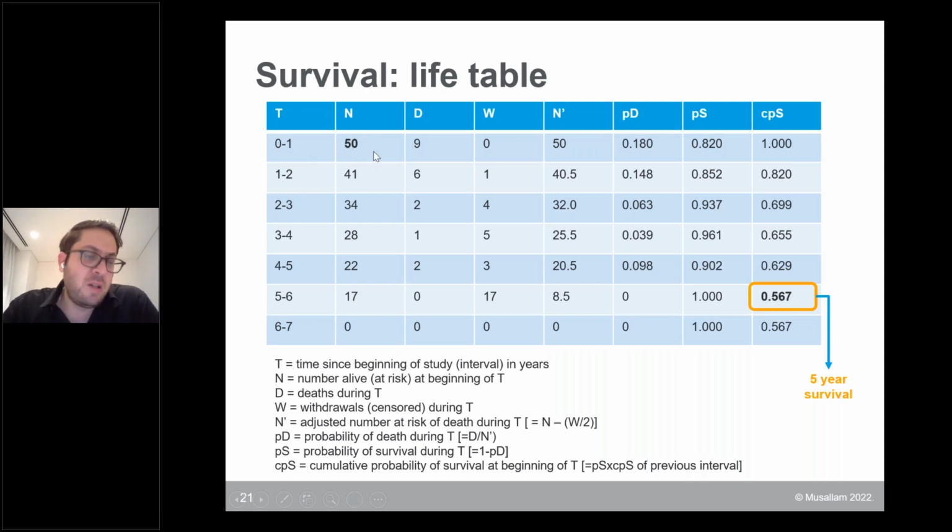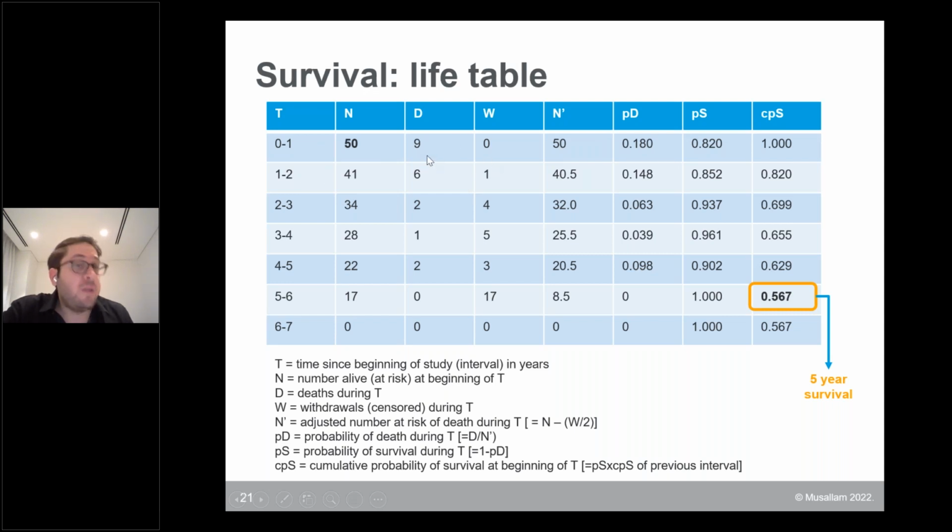And then N is your number of patients that entered the study alive, obviously. We consider them all at risk. They all can die within this trial. We're looking at the outcome of death. So we start with these 50 who entered the trial at time 0, and we're describing in this row what happens to them in the first year.